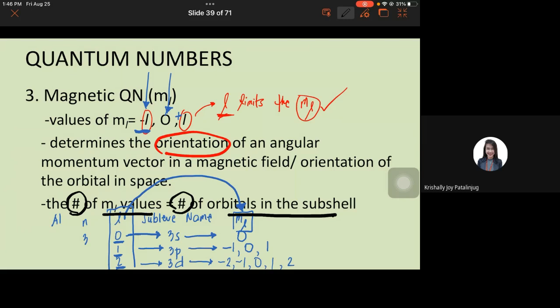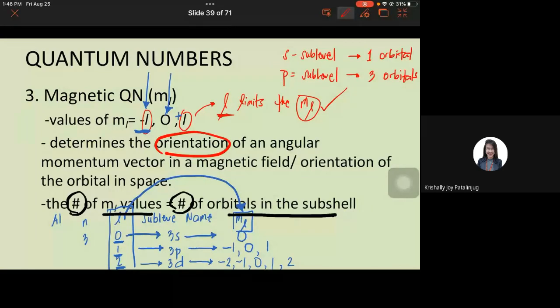Okay, let's go back to what I introduced earlier when I showed you the different shapes of the atomic orbital. I told you that the S sub-level only contains one orbital, right? The P sub-level, three orbitals. Okay, so on and so forth.